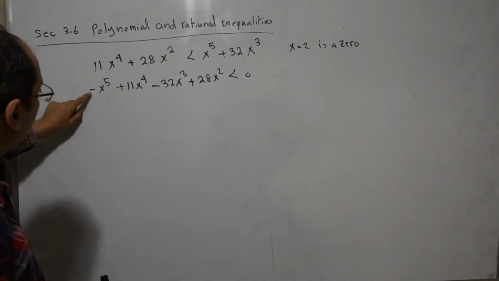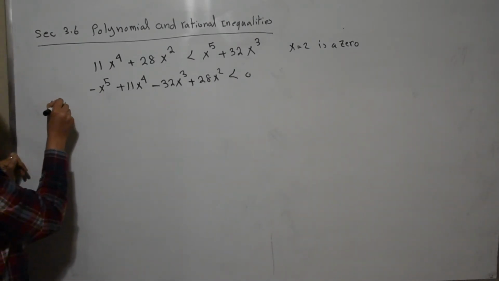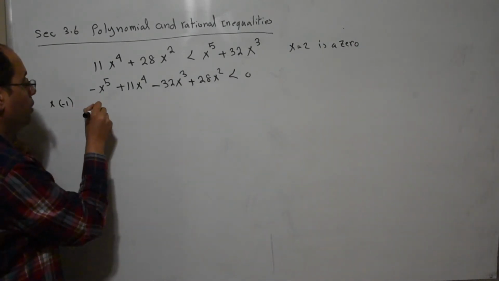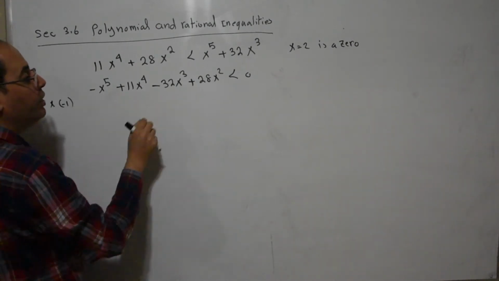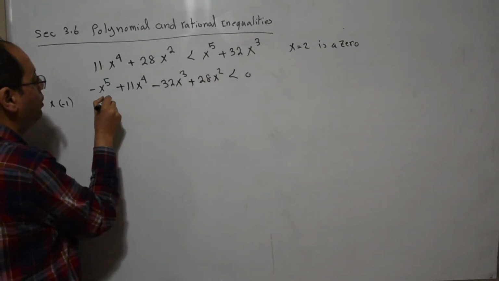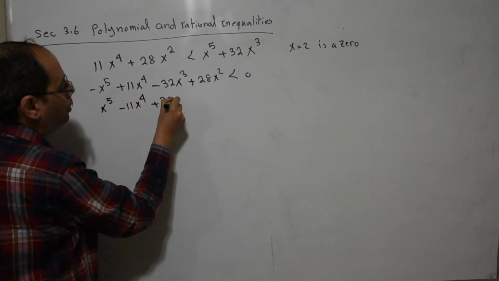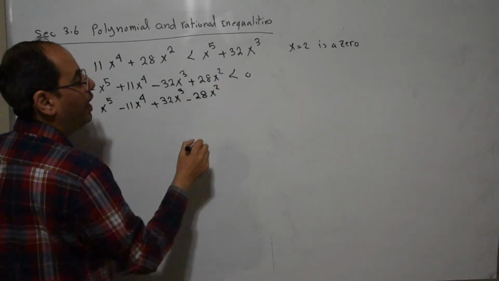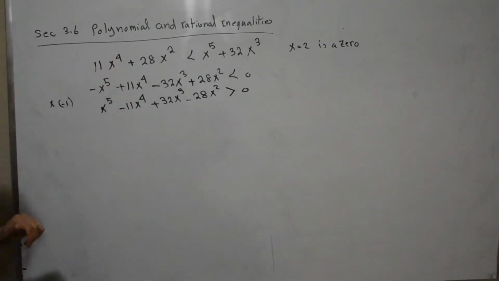Okay, actually I don't like this negative, so I'm gonna multiply by -1 to make the first one positive. So I'm gonna change the sign of each term. In addition, I'm gonna change this sign. So x to the fifth minus 11x to the fourth plus 32x cubed minus 28x squared, and now it's going to be greater than 0. Okay?